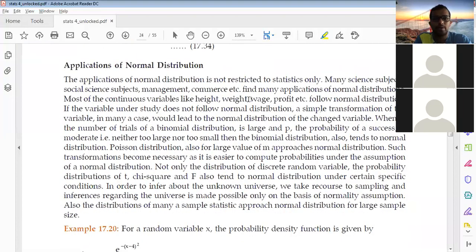Applications, I already told you. See here, if you want, you can just underline where it is used: height, weight, wage, profit, etc. Okay, and then what is required?